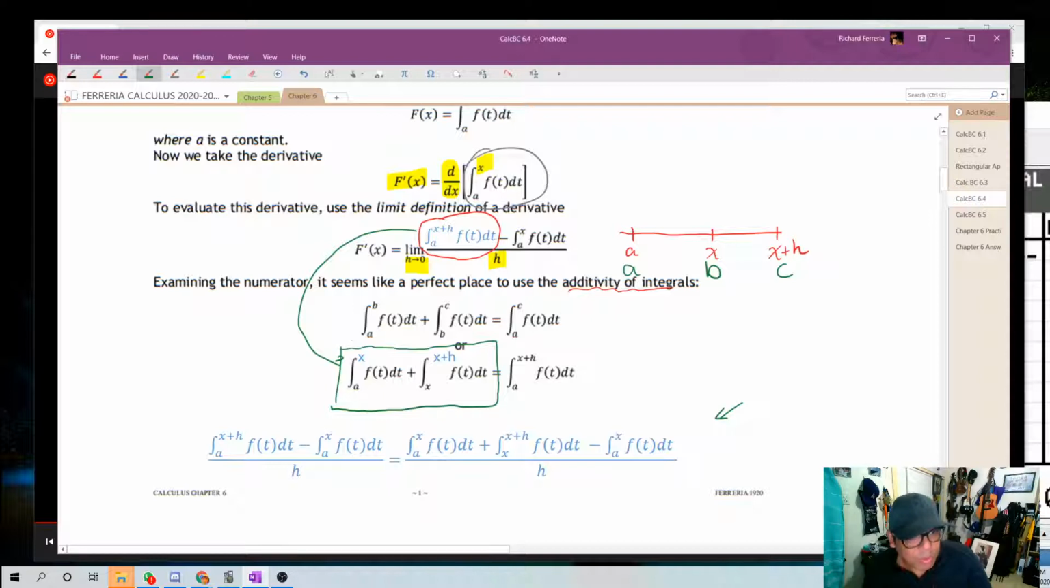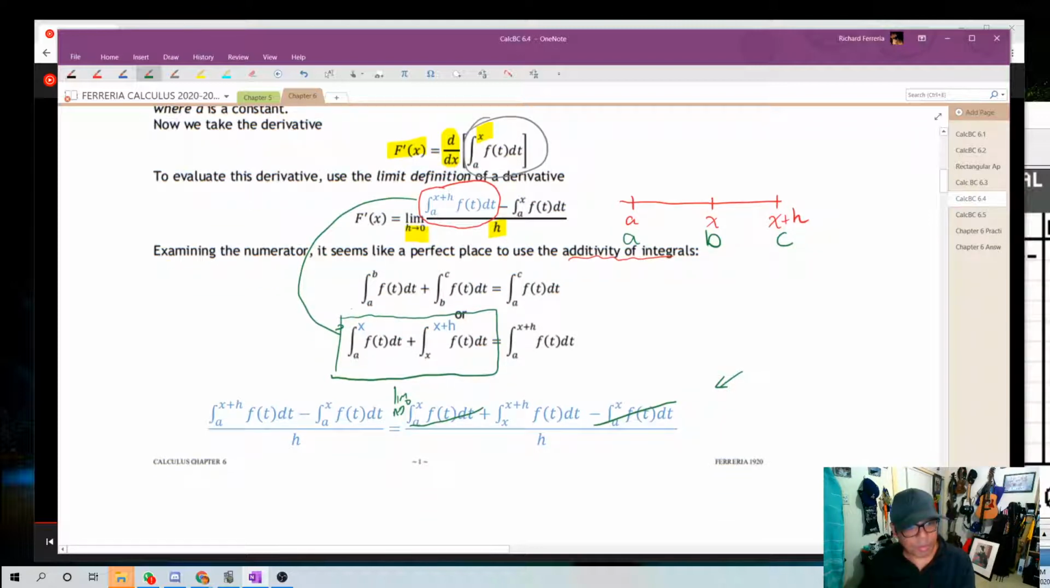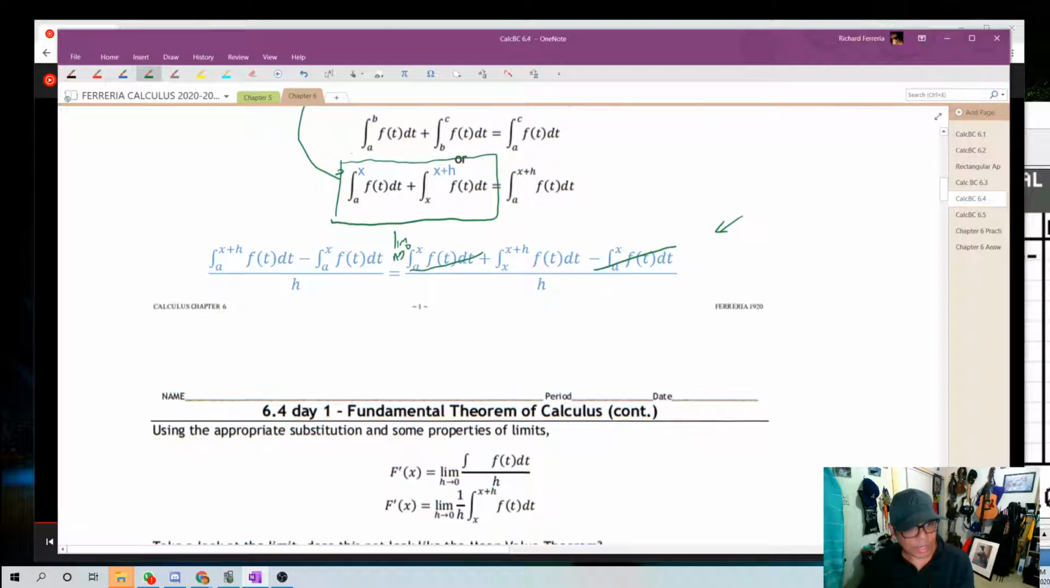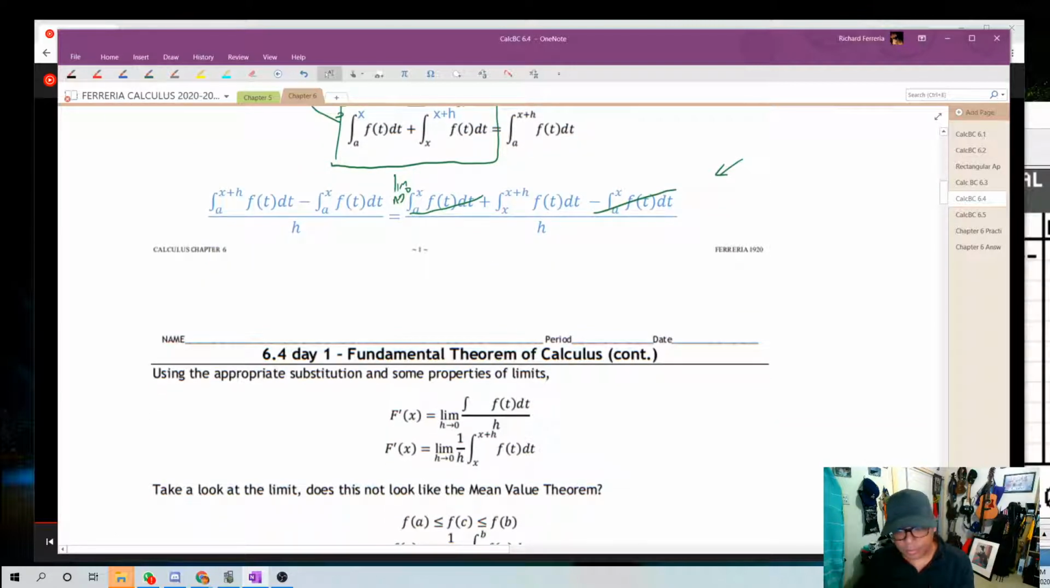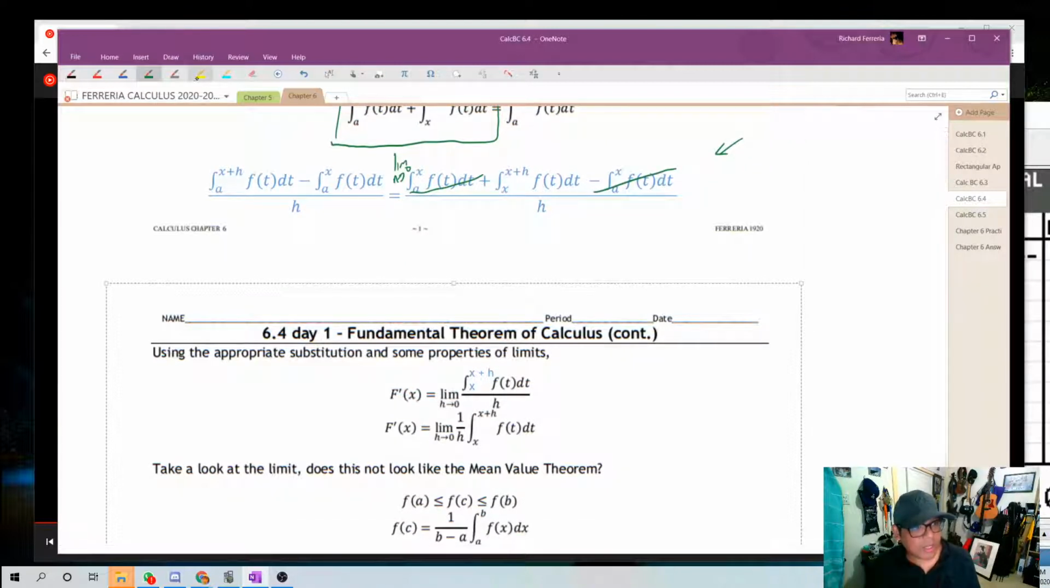I'm sorry, I forgot that there is a limit here as h approaches 0. But let's see what happens here. We've got the integral from a to x of f of t, the integral from x to x plus h of f of t, and then minus the integral from a to x of f of t. So these two cancel out. When you cancel them out, f prime of x is going to look like this, where the lower limit is x and the upper limit is x plus h.